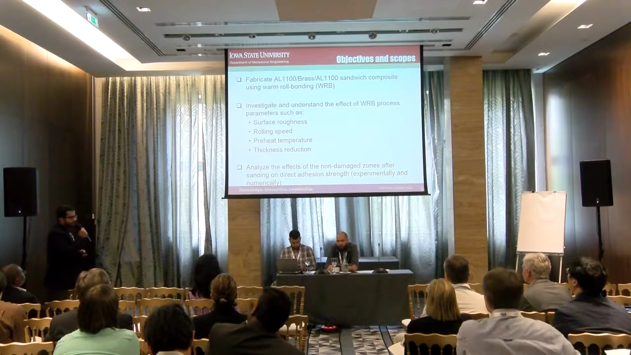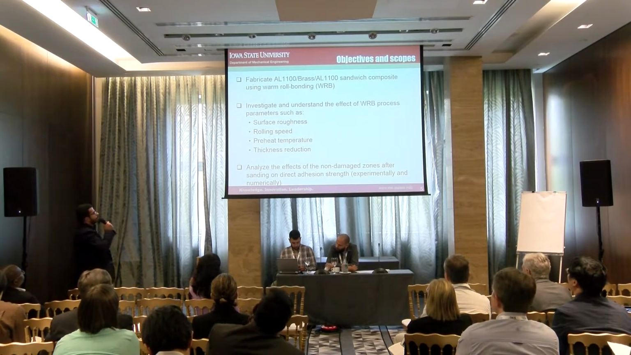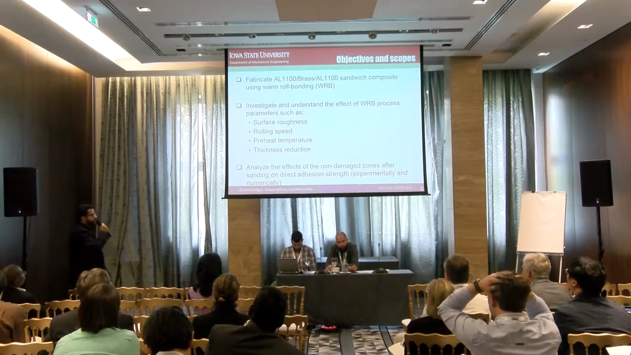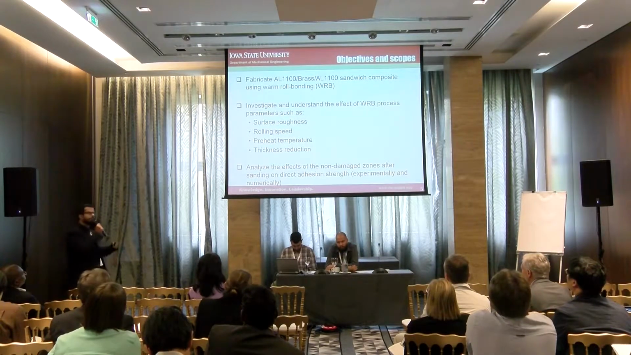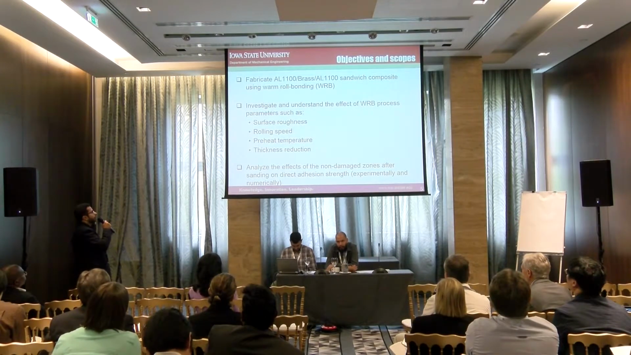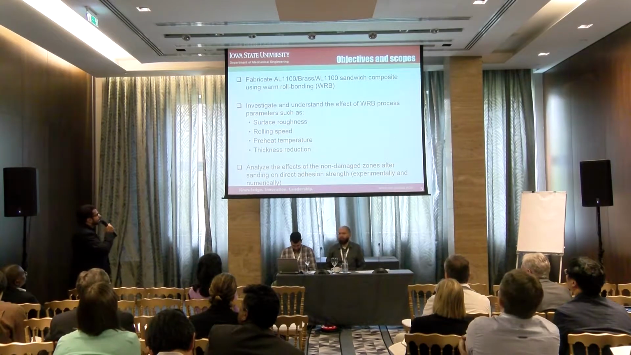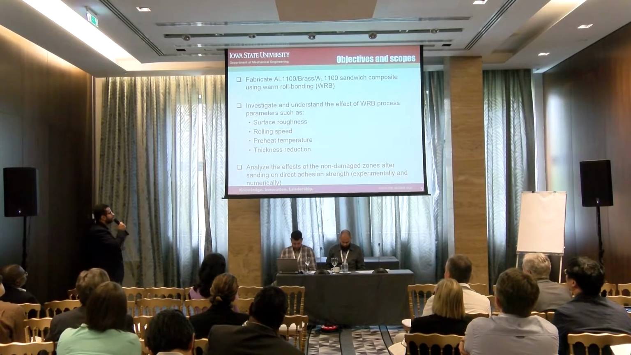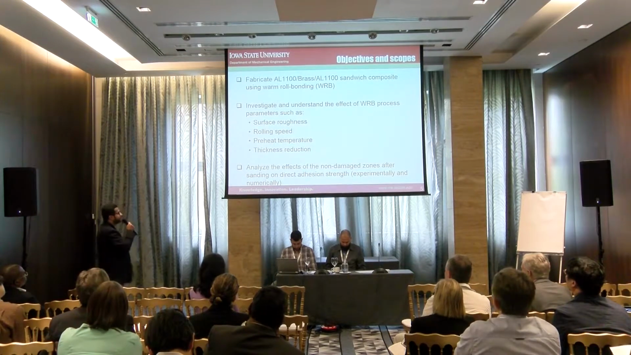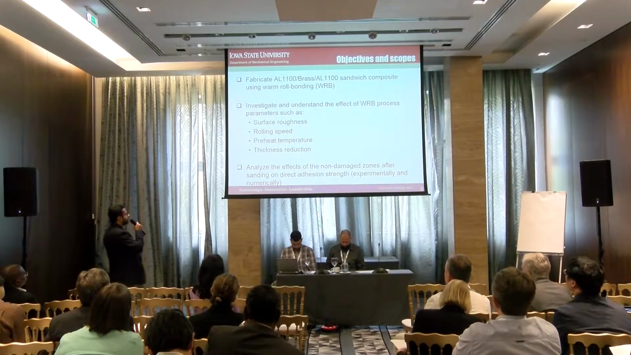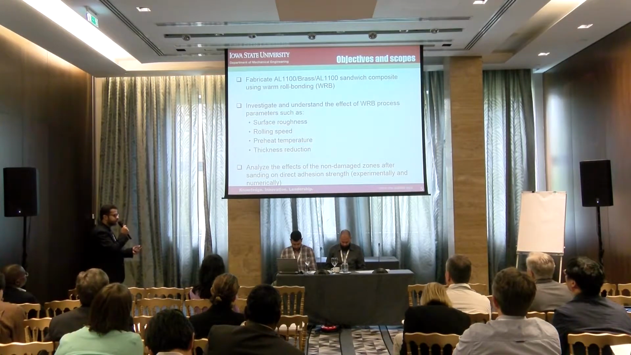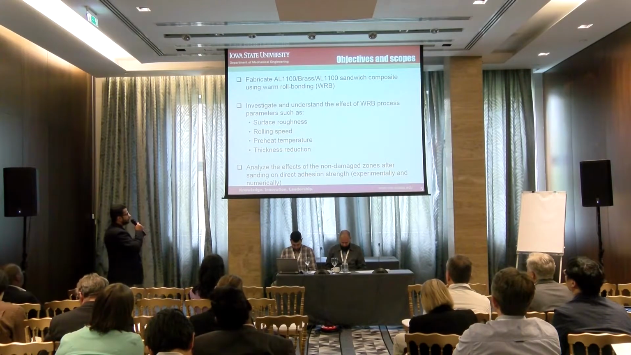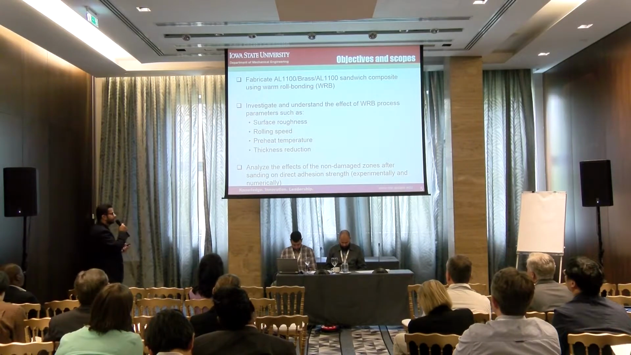So the main objective of this work is to manufacture aluminum-brass-aluminum by using warm roll bonding. When we incorporate a preheat temperature, we can reduce the work needed to produce a robust bond between the aluminum and brass. Also, we investigated and tried to understand the effect of process parameters such as surface roughness, preheat temperature, rolling speed, and thickness reduction. And finally, we analyzed the effect of the non-damaged zone after the sanding on the direct adhesion strength. Since we have some sanding, we get some imperfection in the material, so we try to study the effect of this on the adhesion strength experimentally and numerically.